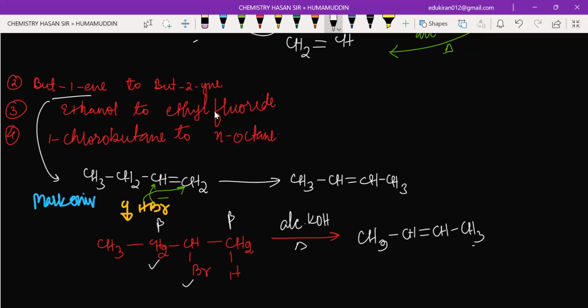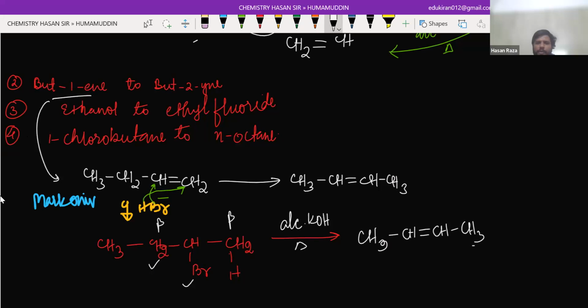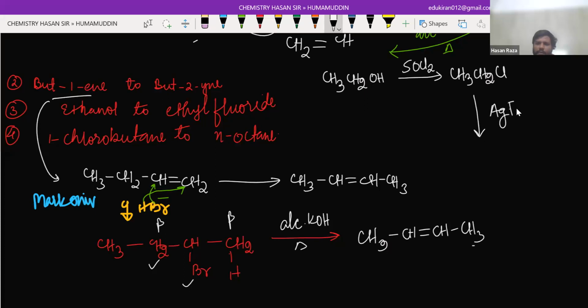Very easy it is. The third one is also very easy. You can see ethanol it is. So this is the formula of ethanol, CH3CH2OH. And you are going to first treat this with SOCl2, or you can also use PCl5, so it will be CH3CH2Cl. And after this, you are going to use AgF, which is the Swarts reaction, and this chlorine will be replaced by fluorine. So ethyl fluoride it is.